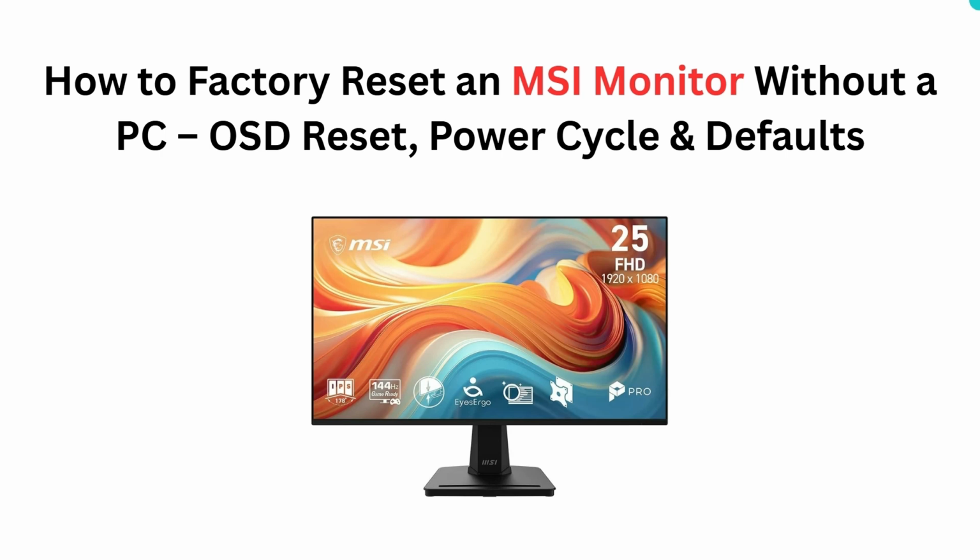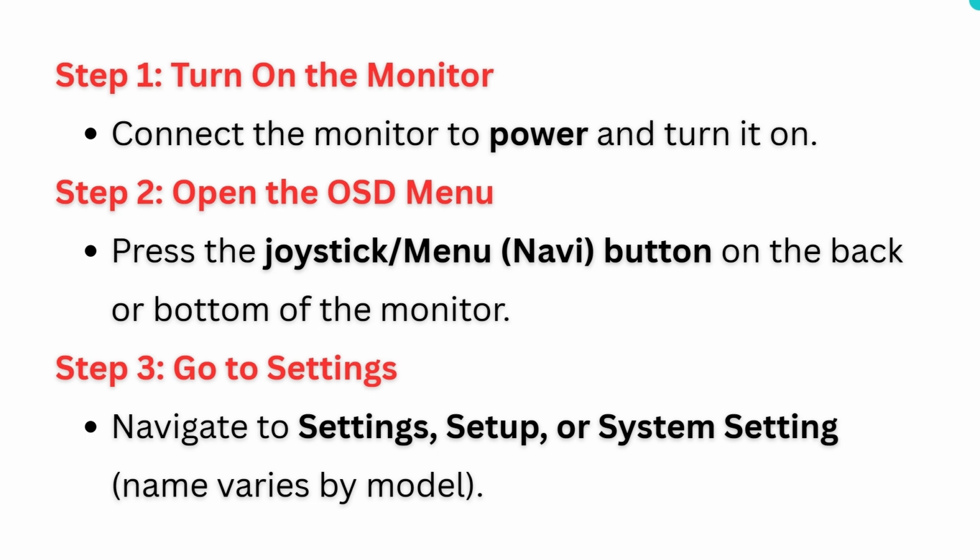So in today's tutorial, we will see how you can factory reset an MSI monitor without a PC. So here's a guide for resetting your OSD, power cycle and defaults. Step 1. Turn on the monitor. Connect the monitor to power and turn it on.